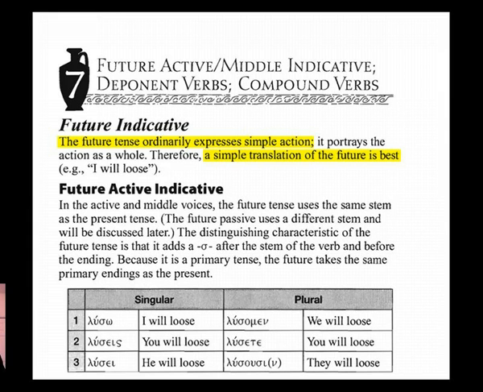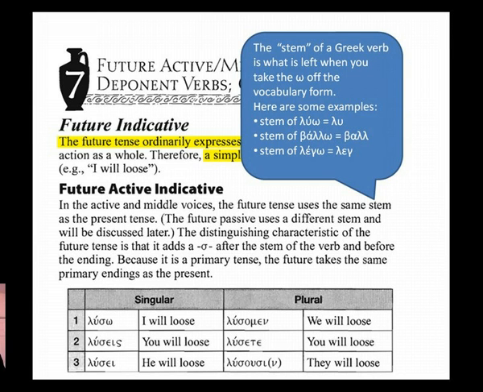As for the forms of the future active indicative, the future tense uses the same stem as the present tense. And I've got a balloon here that tells you what a stem is. The stem of a Greek verb is what is left when you take the omega off of the vocabulary form. Here are some examples. The stem of luo is lu. The stem of ballo is ball. The stem of lego is leg. As the textbook notes, the future passive uses a different stem and will be discussed in a different lesson.